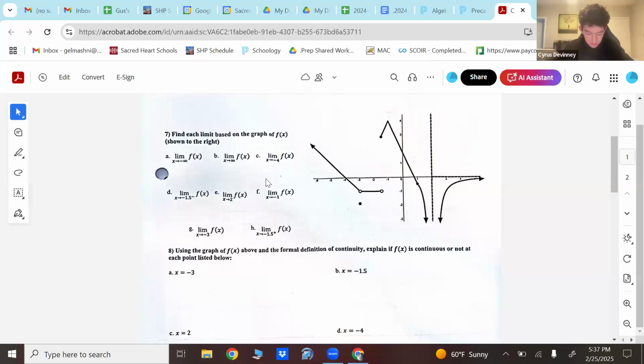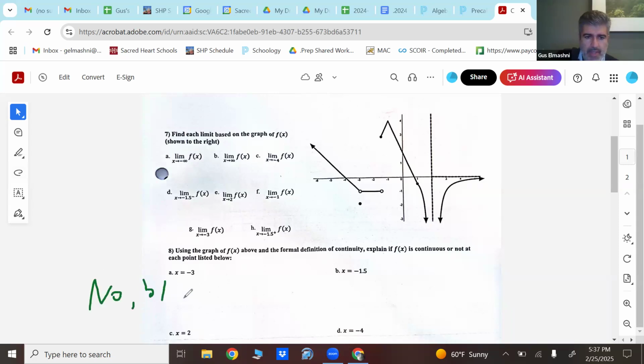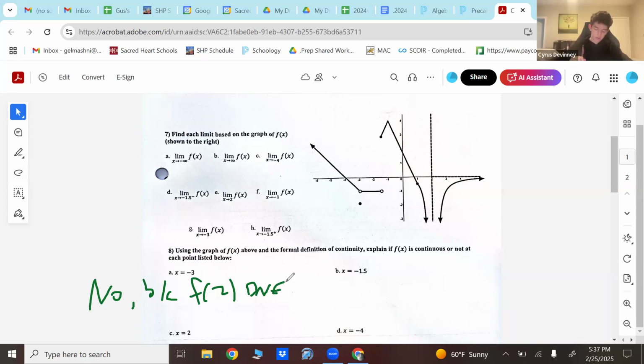And then x equals 2. It's not defined, so that's no again. And that's because f of 2 does not exist, because it's not part of my domain.